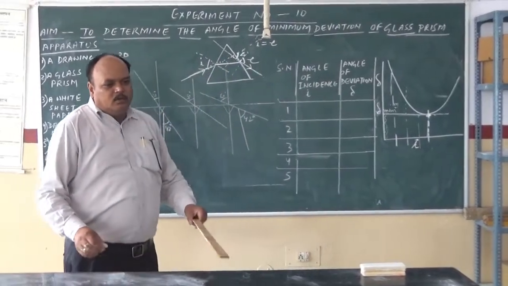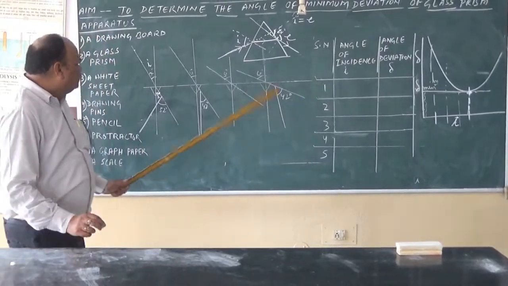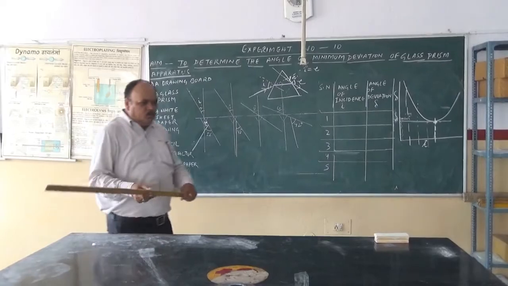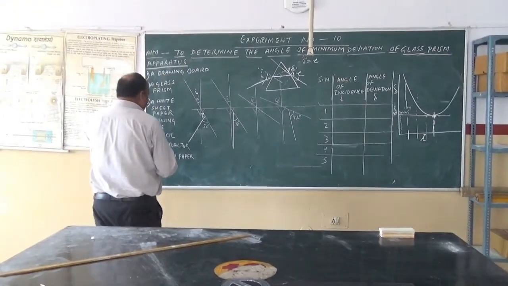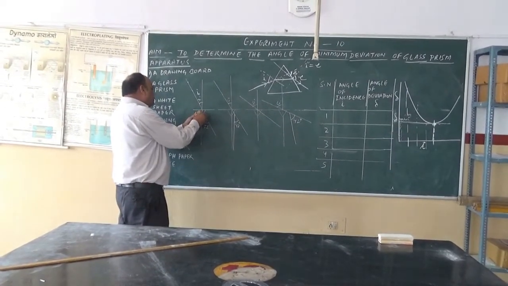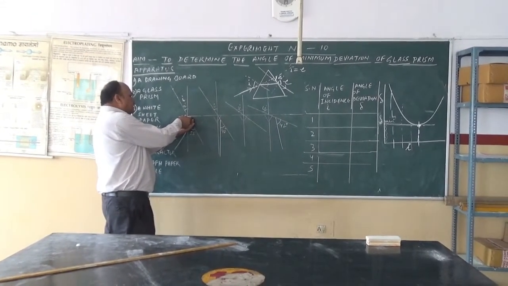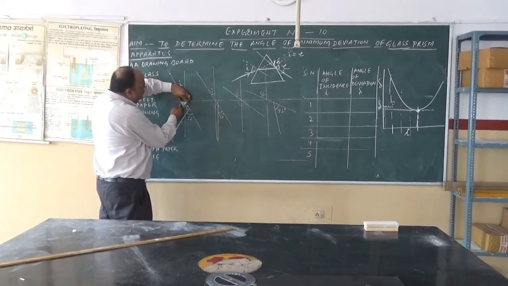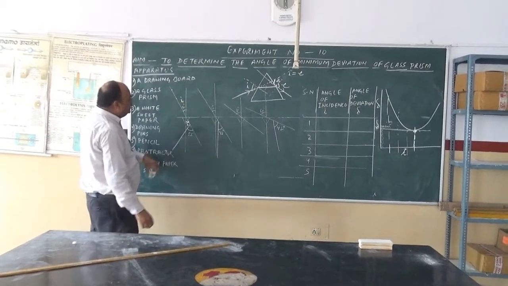Now we are going to demonstrate on this white paper. First of all, you understand on this blackboard what we will do. Suppose this blackboard is a white sheet. We keep the prism like that, and draw its outline. Its outline is drawn. After that, we will draw the normal.